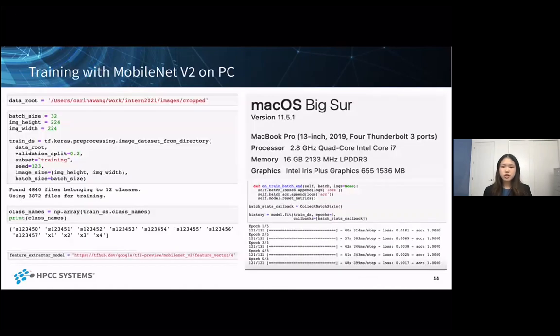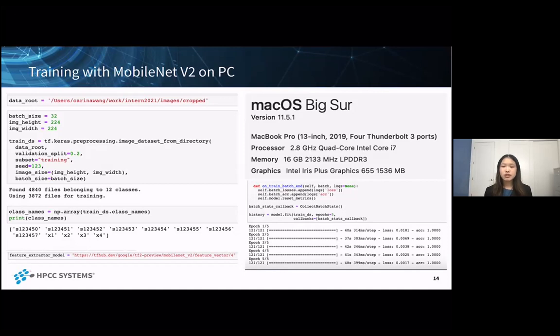Here are some screenshots of the Jupyter Notebook model I trained on my PC, which I've also included my Mac specs for reference. The sections I want to point out are where it says, found 4,840 files belonging to 12 classes, using 3,872 files for training. What this tells us is that the rest of these images are saved for the test set, which is used when predicting images, and we'll go into that on the next slide.